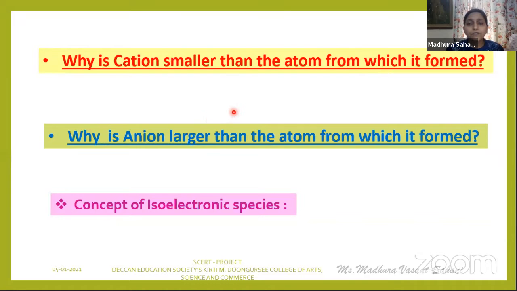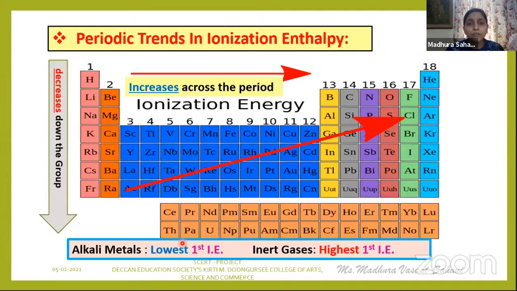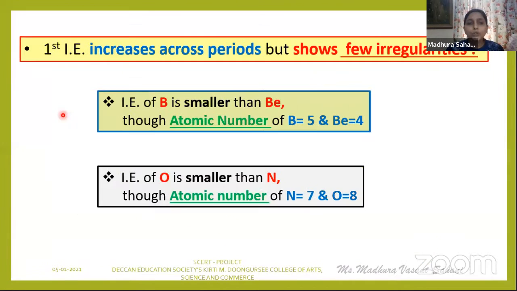Further, in the ionic radius, we have seen the 2 types of questions: why cations are smaller in size than the parent atom, and why anions are larger in size than the parent atom. Also, we have seen the concept of isoelectronic species. Then, after that, we have learned the periodic trends in ionization enthalpy, how it increases across the period, and how the ionization enthalpy decreases as you move down the group. And also, we have seen a few irregularities in the case of ionization enthalpy.